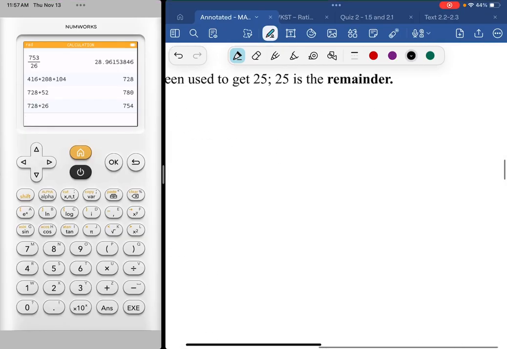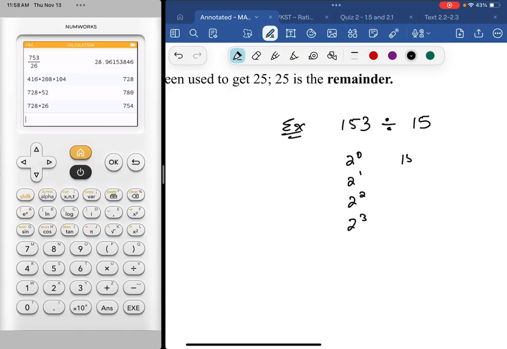There's another example here. Let me just make another one on the fly here. Let's say you have 153, and we want to divide that by 15. So a number that I know will not divide evenly into it. So we take care of our powers of 2, so 2 to the 0th, 1st, 2nd, and so on. The 15, I'm going to double that, 30, 60, 120. If I double it again, I get 240. That's too big. So that's gone.